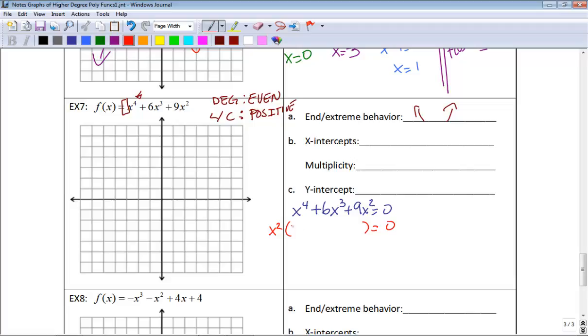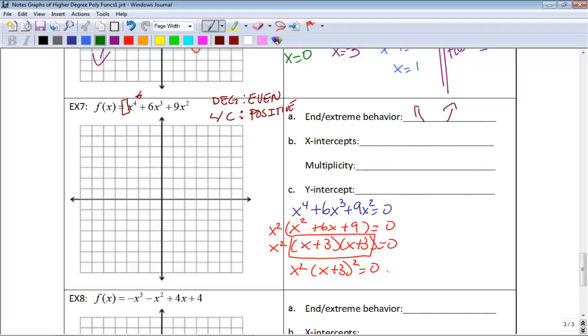What I'd be left with is x squared plus 6x plus 9. Can't factor x squared, but can I factor this thing right here? I can. That actually factors as x plus 3 times x plus 3. What's another way of writing x plus 3 times x plus 3? That's the same as saying x plus 3 squared, right? Well, I need to solve both of these.